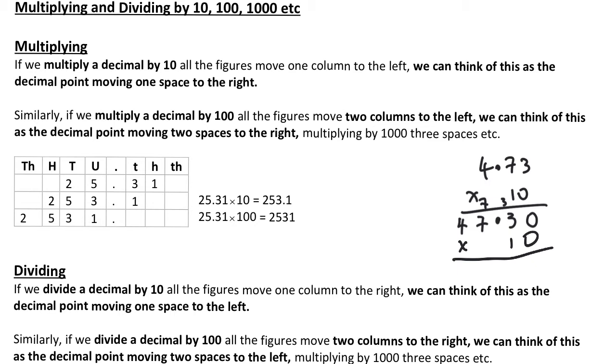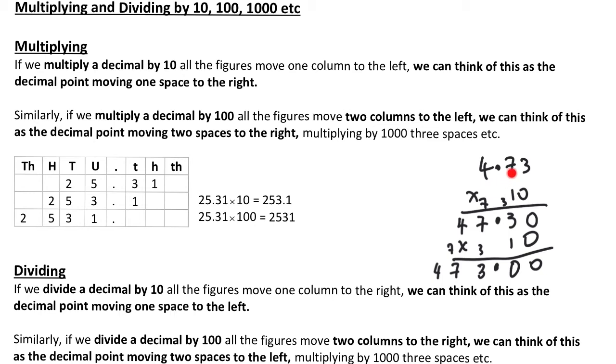So 10 noughts are nought, 10 threes are 30, nought and carry 3, put in our decimal point. 10 sevens are 70, plus 3 is 73, so 3 and carry a 7. 10 fours are 40, plus 7 is 47. 7 and carry a 4, but we'll just put the 4 down, so we get 473.00. And there we can see the 3 has changed from a hundredth to a unit. The 7 has changed from a tenth to 10, and the 4 has changed from unit to 100.